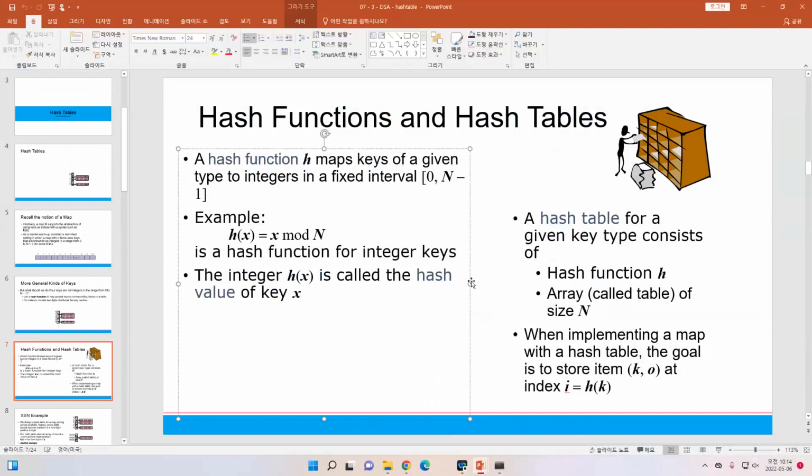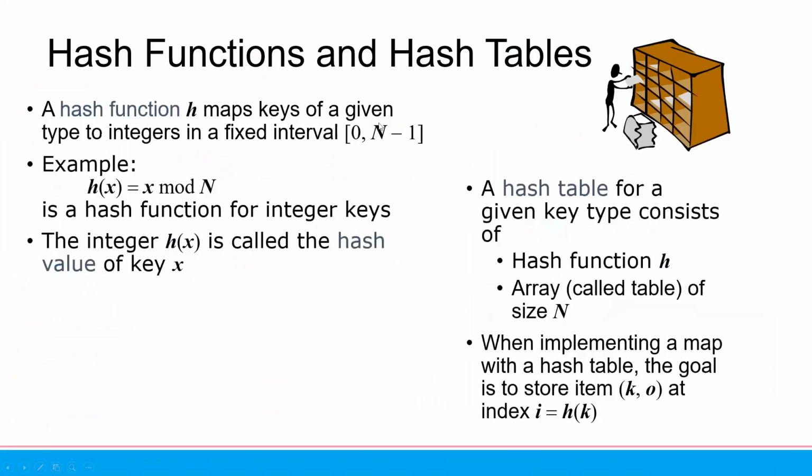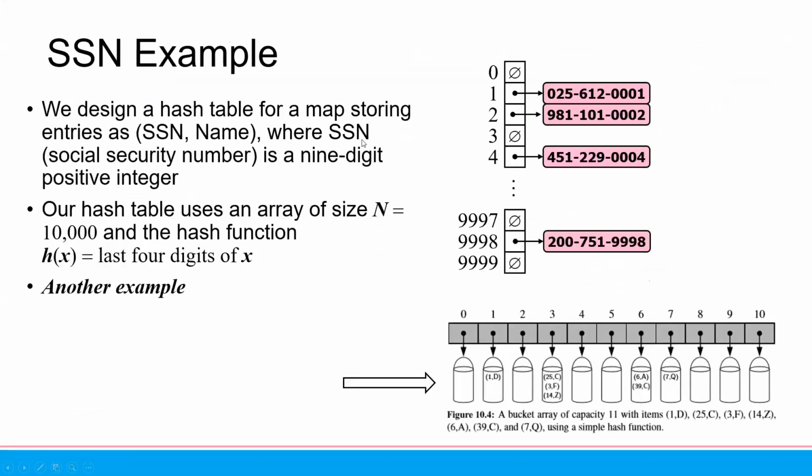I need to extend this up. Okay, it is better. From 0 until n minus 1. So if I want to have n equals 10,000, then there will be an array from 0 until 9999.